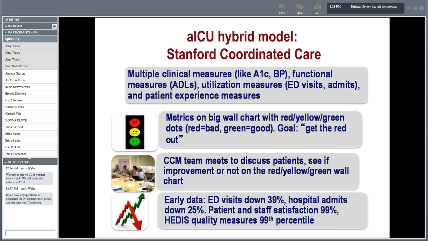Do any of you have a high-risk team or a high-risk clinic that your complex patients go to? It's not common in the United States, but it's beginning to be used. Yes, could you have something to say?